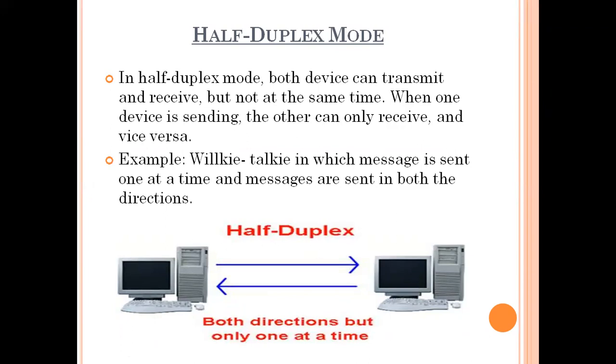For example, a walkie-talkie, in which messages are sent one at a time and in both directions. In the diagram, there are two devices where one device is sending and the other device is receiving. It works in both directions, but when the second device wants to send, the first device cannot receive at the same time, because at one time one device can send and the other device can only receive. This is known as half duplex mode.